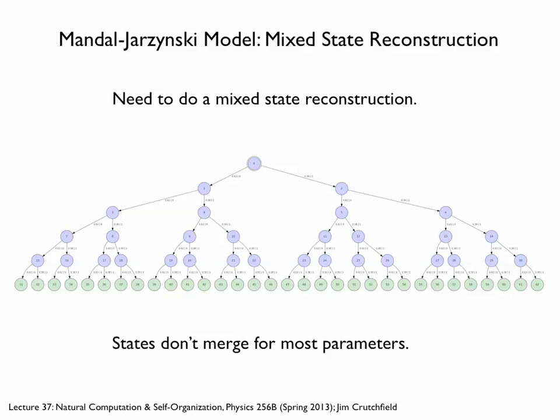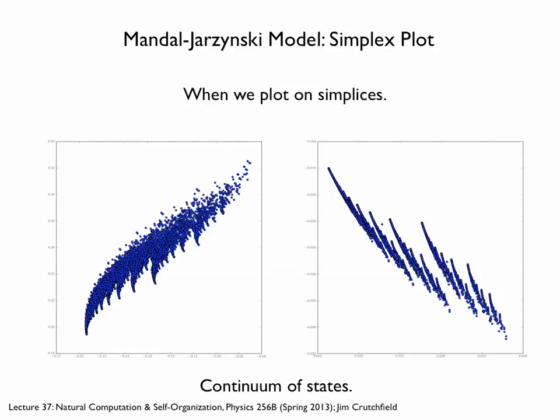But when we do our mixed state reconstruction to any length that we've tried so far, the states don't merge for most of the parameters. There are some special parameters for which you get very simple engines, but for the large majority of them, for uncountably many of them, you get this, it appears. So we need to plot what we get on simplices. So this is the plot of the mixed state on the simplex of the A, B, and C.